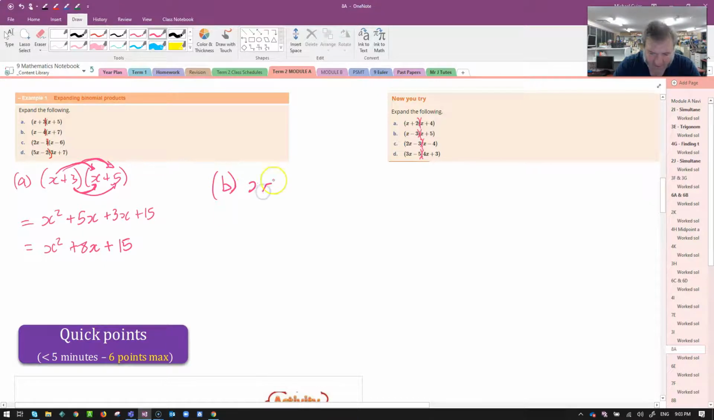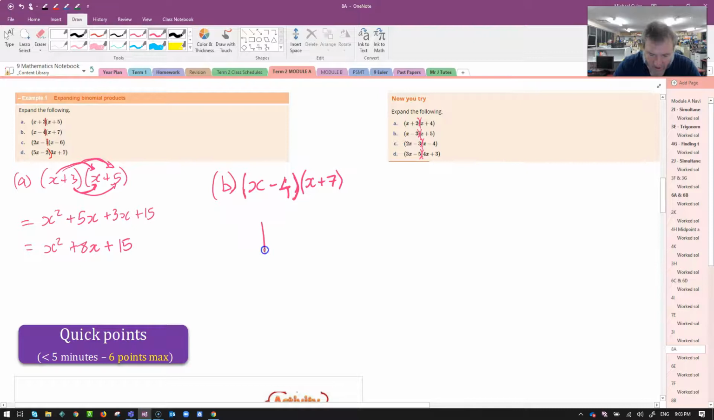Changing the battery seems to have had no effect, but that's okay. We will persevere. x minus 4, multiplied by x plus 7.